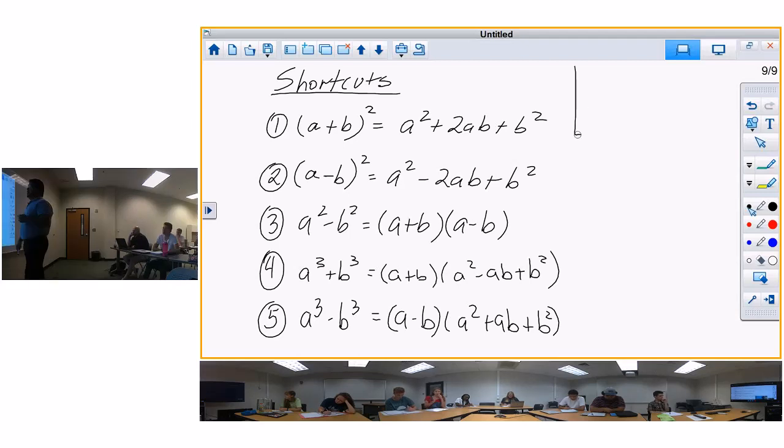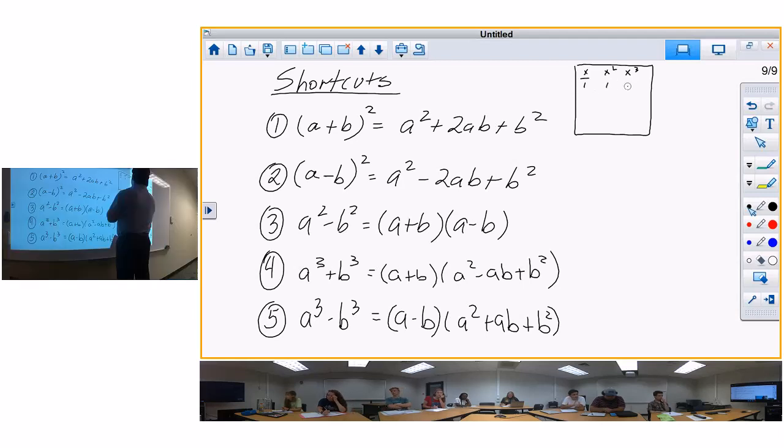I would say make an index card: x, and then x squared, and x to the third. 1 squared is 1, 1 cubed is 1. 2 squared is 4, 2 cubed is 8. 3 squared is 9, 3 cubed is 27. 4 squared is 16, 4 to the third is 64, and so on. 5 squared is 25, 5 to the third is 125, and so on.